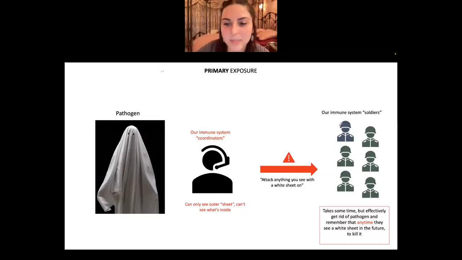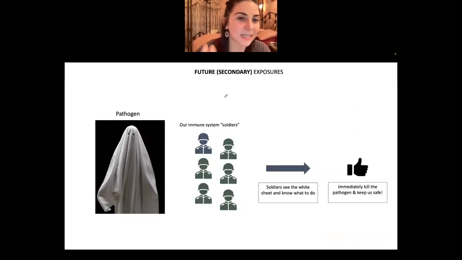It takes some time, about 7 to 10 days, but effectively you will get rid of this pathogen. And any time you see a white sheet in the future, you're going to be ready immediately to kill it. You don't have to go through this whole process again. The second time you see that white sheet, these guys are ready. They're like, oh, okay, I know what to do. I can kill it. So it immediately kills it.